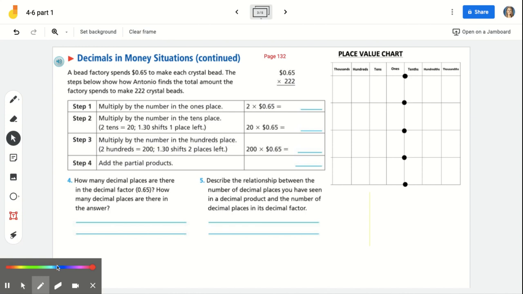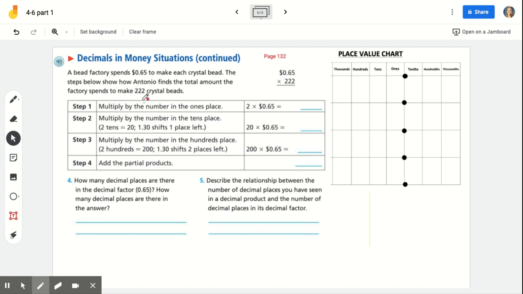Okay, and then working our way to page 132. The heading says decimal in money situations continued, and we have a new situation that we're going to learn and solve. All right, read along with me. It says a bead factory spends 65 cents to make each crystal bead. The steps below show how Antonio finds the total amount the factory spends to make 222 crystal beads.